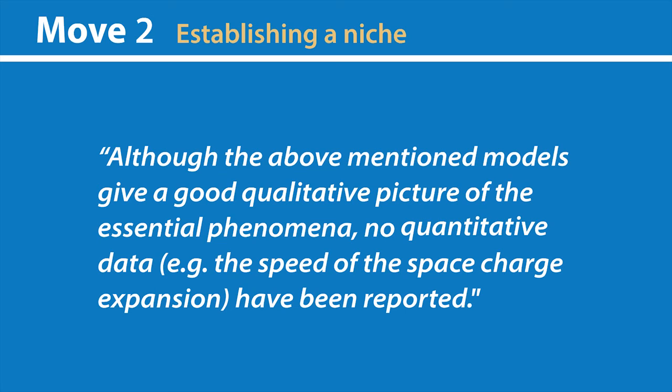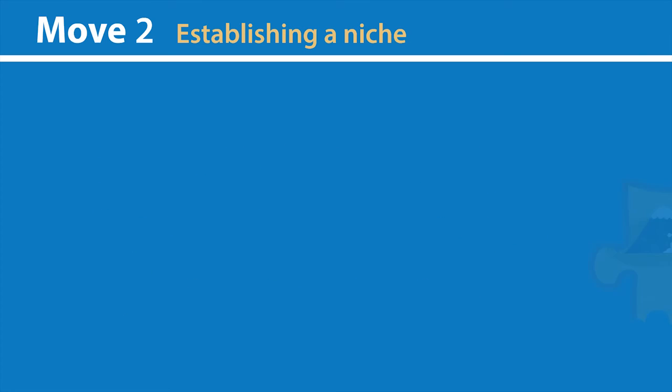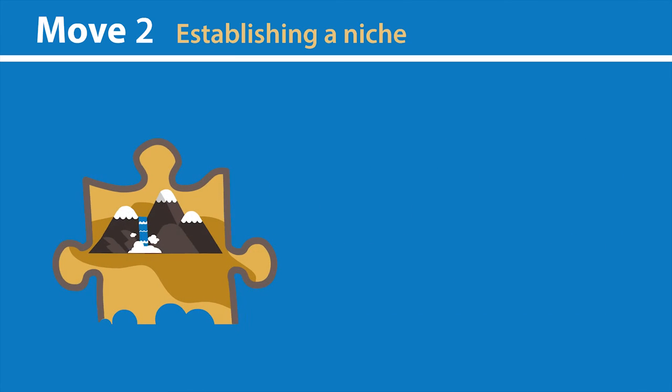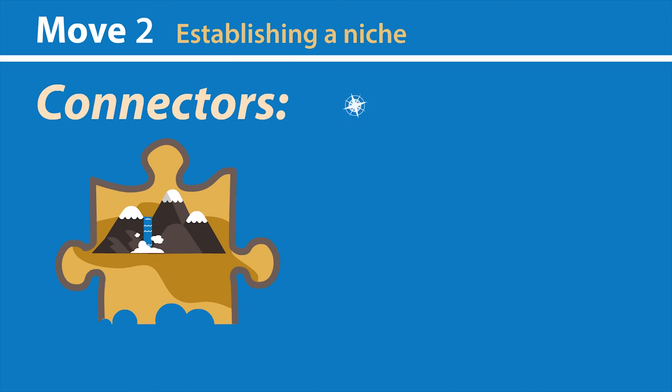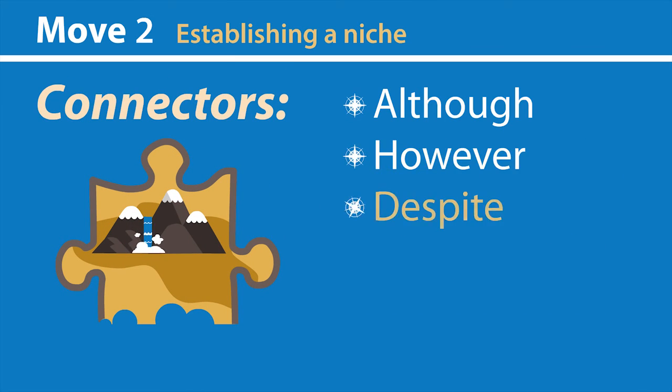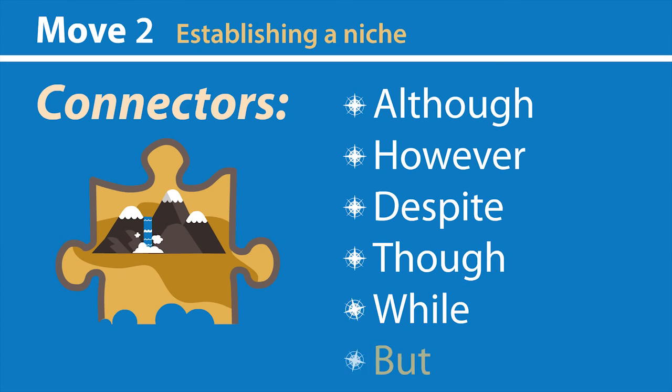As you can see, it is written in the negative. It starts with although, a negative connector, and says, no quantitative data have been reported. Gap sentences are usually easy to spot. They normally start with a connector such as although, however, despite, though, while, but.